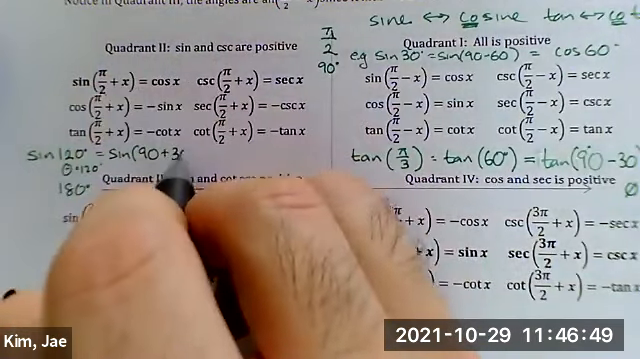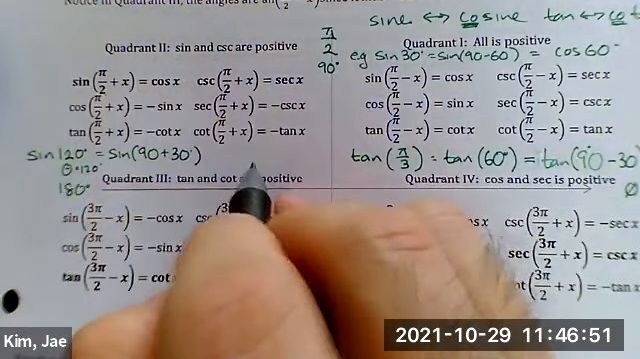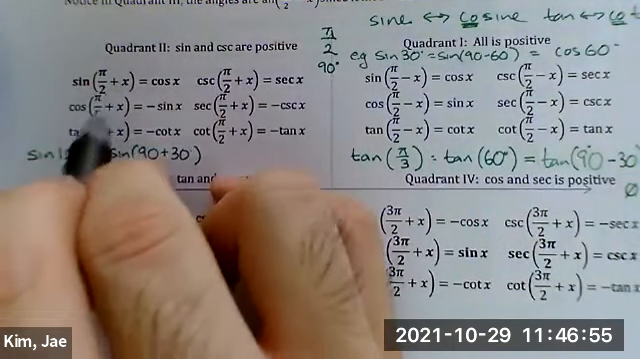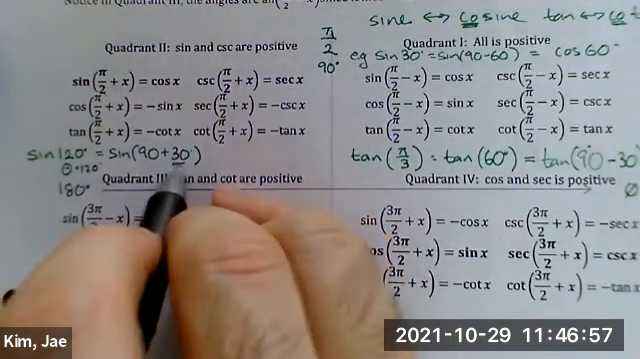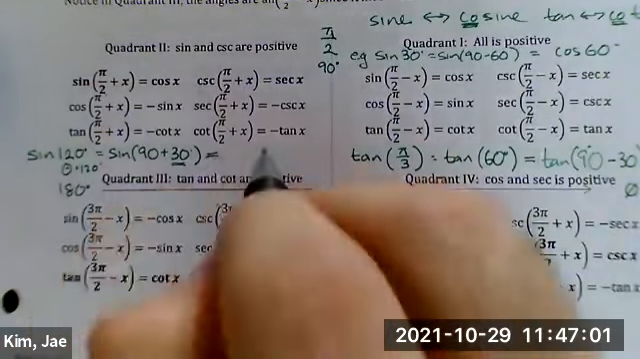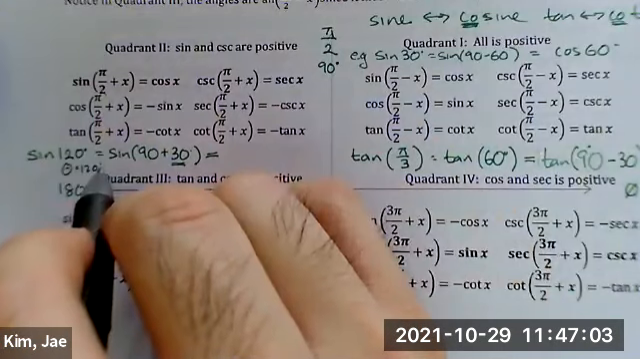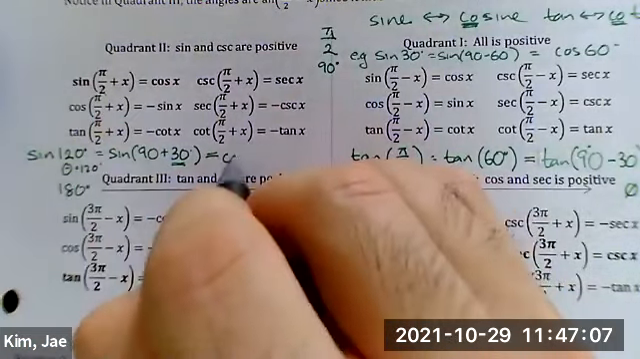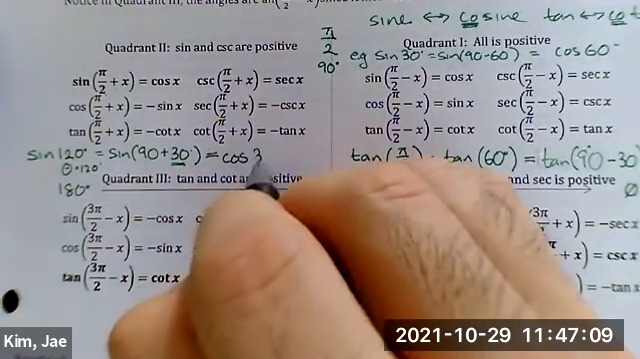Good, it's 90 plus 30. This is, I'm going to say, a placeholder, right? So the correlated angle of 120 is going to be 30 degrees. And so we write this using the correlated ratio. The correlated ratio of sine is cosine of 30.